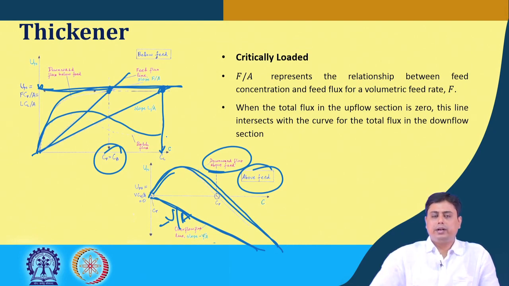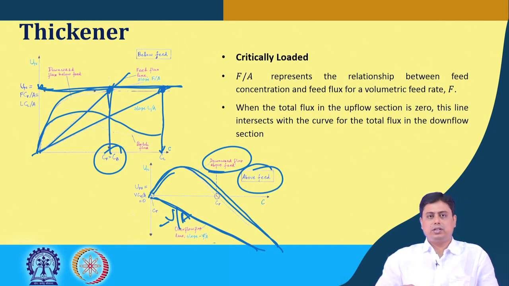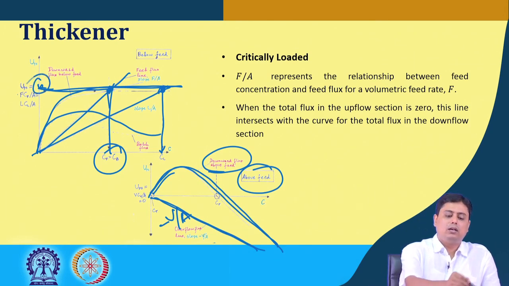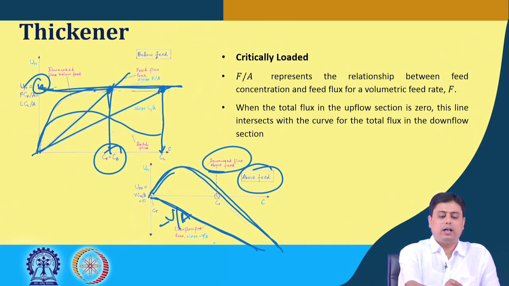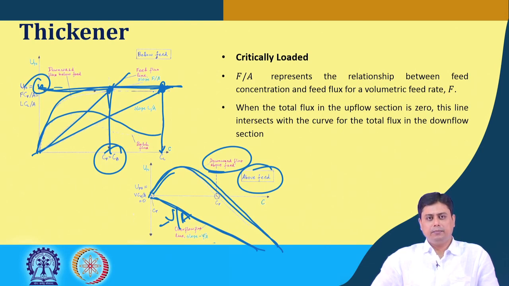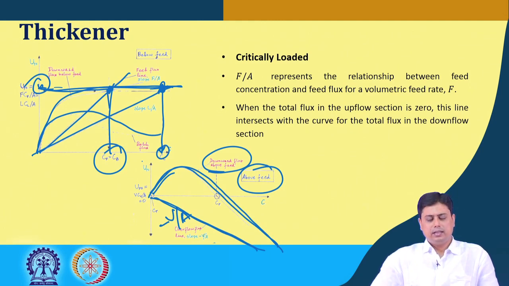So for critically loaded thickeners, when we have this concentration, we know from the intersection between the F by A slope line and the total flask line, from there we can find this critical flask. This critical flask line, where it intersects with the L by A slope line, that concentration is the concentration of the underflow.